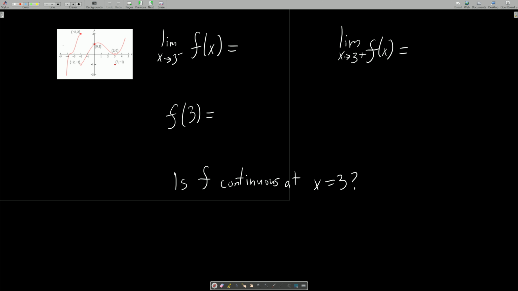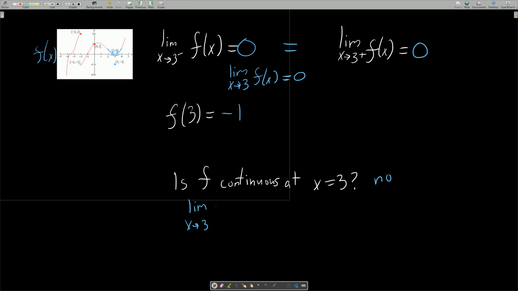Let's do another one. It's the same graph here. Now we're going to evaluate it at 3. So the limit as x approaches 3 from the left, you can see it approaches 0. From the right, it also approaches 0. Since these values are equal, you can write that the limit as x approaches 3 of f of x is 0. But notice here that the actual value at 3 is negative 1. The graph is shaded in right here. And so that means f is not continuous at x equals 3, because the limit as x approaches 3 of f of x, which is 0, is not equal to the actual value at 3, which is negative 1.